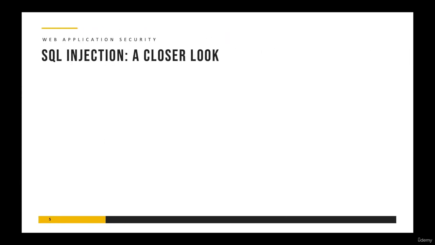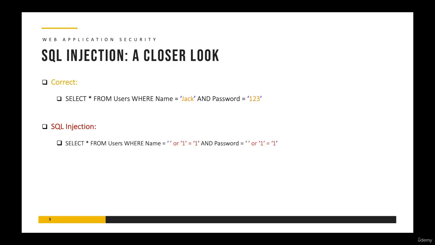Let's take a closer look at the SQL injection. Now this was the correct format of the SQL query. Select star from users where name is equal to Jack and password is equal to 123. Now here's the malicious query. Select star from users where name is equal to blank or 1 is equal to 1 and password is equal to blank or 1 is equal to 1.